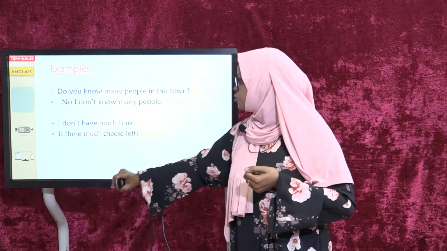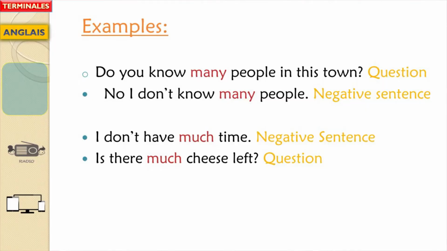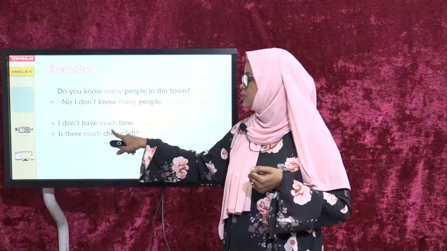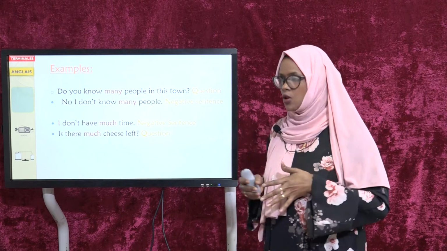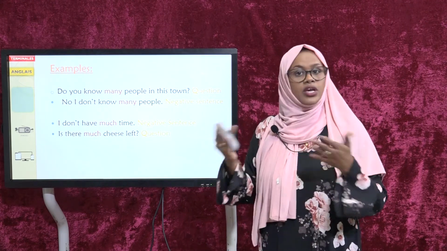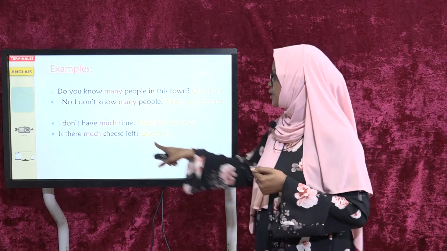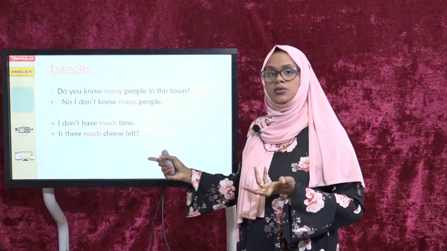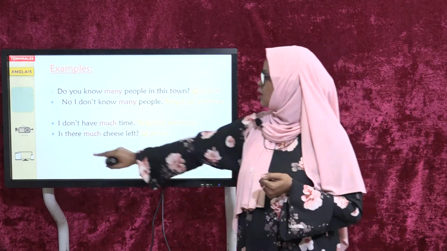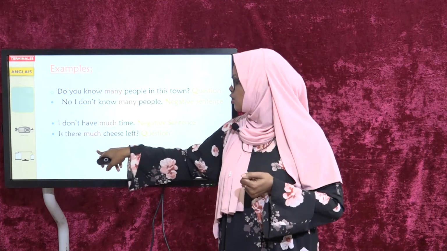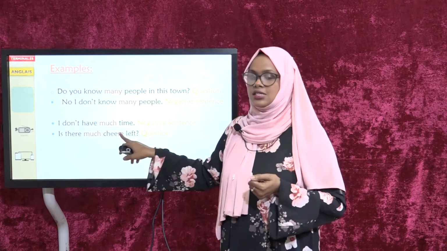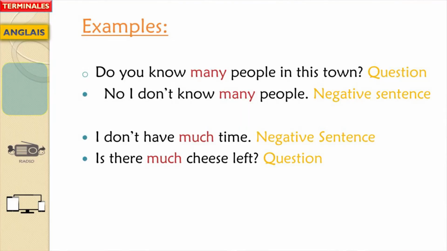Let's go on with the third sentence. I don't have much time. Why did we use much in here? Because time is an uncountable noun. We cannot count time. We can count hours, but we cannot count time. Negative sentence. Is there much cheese? Why did we use much in here? Because cheese is an uncountable noun. We cannot count cheese. Question.